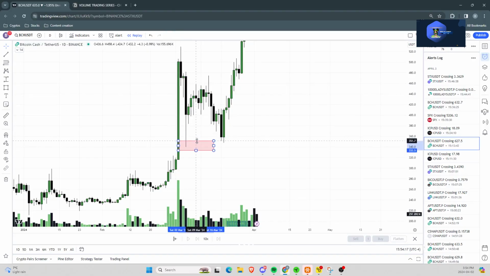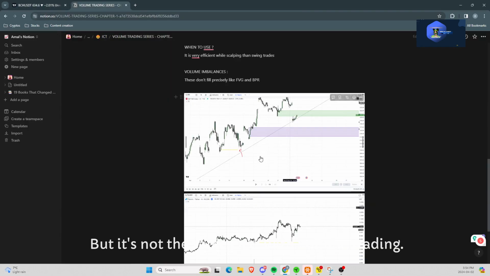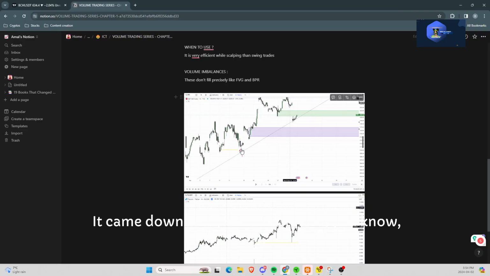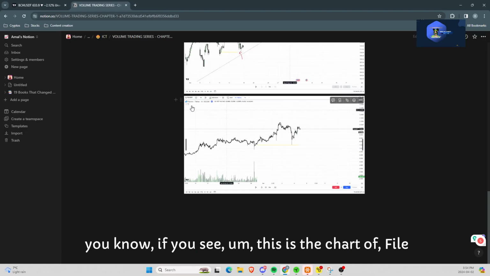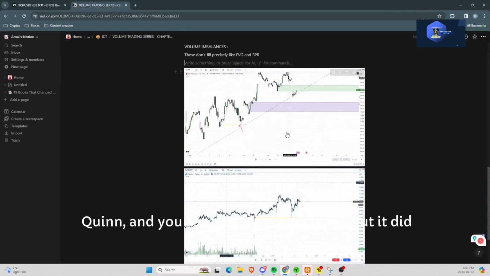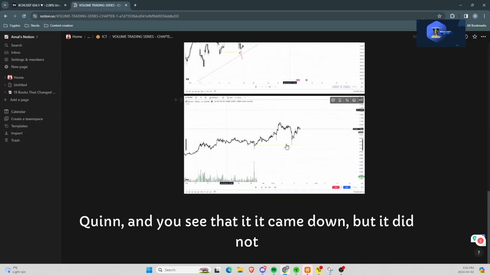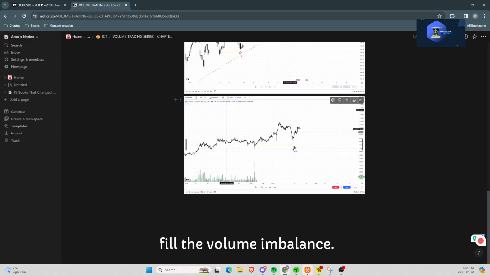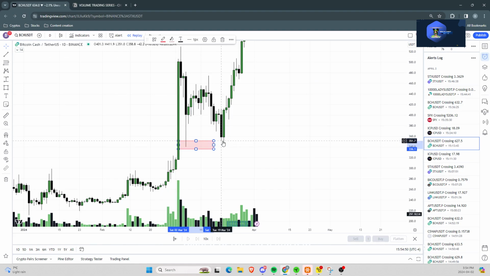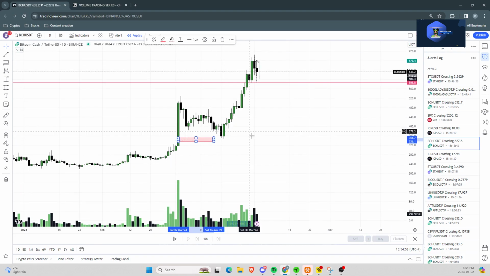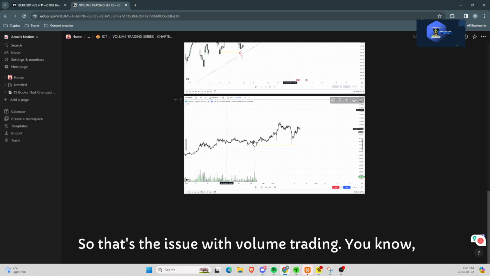You have a specific range for you to enter a trade, right? But it's not the same case with volume trading. So the volume trading is like, you have the gap here. It came down here, but it did not touch the volume imbalance and go up, right? Similarly, if you see, this is the chart of Filecoin, and you see that it came down, but it did not fill the volume imbalance. It almost did, but it did not fill just like it fills the regular or the fair value gap.